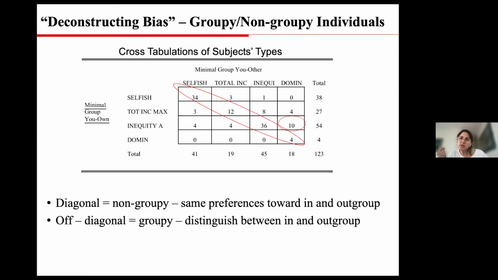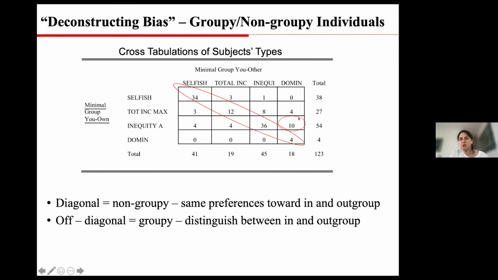They had distinctly different choices, different behavior, when they were giving money to somebody who was in their group versus when they were giving money to somebody who was out of their group. So the people I've circled here, right, they were inequality averse when they were giving money to somebody in their group, but they were dominance seeking, meaning trying to slam the other person, right? So giving up money for themselves to make the other person worse off when that person was outside of their group. So these people are paying attention to those labels.